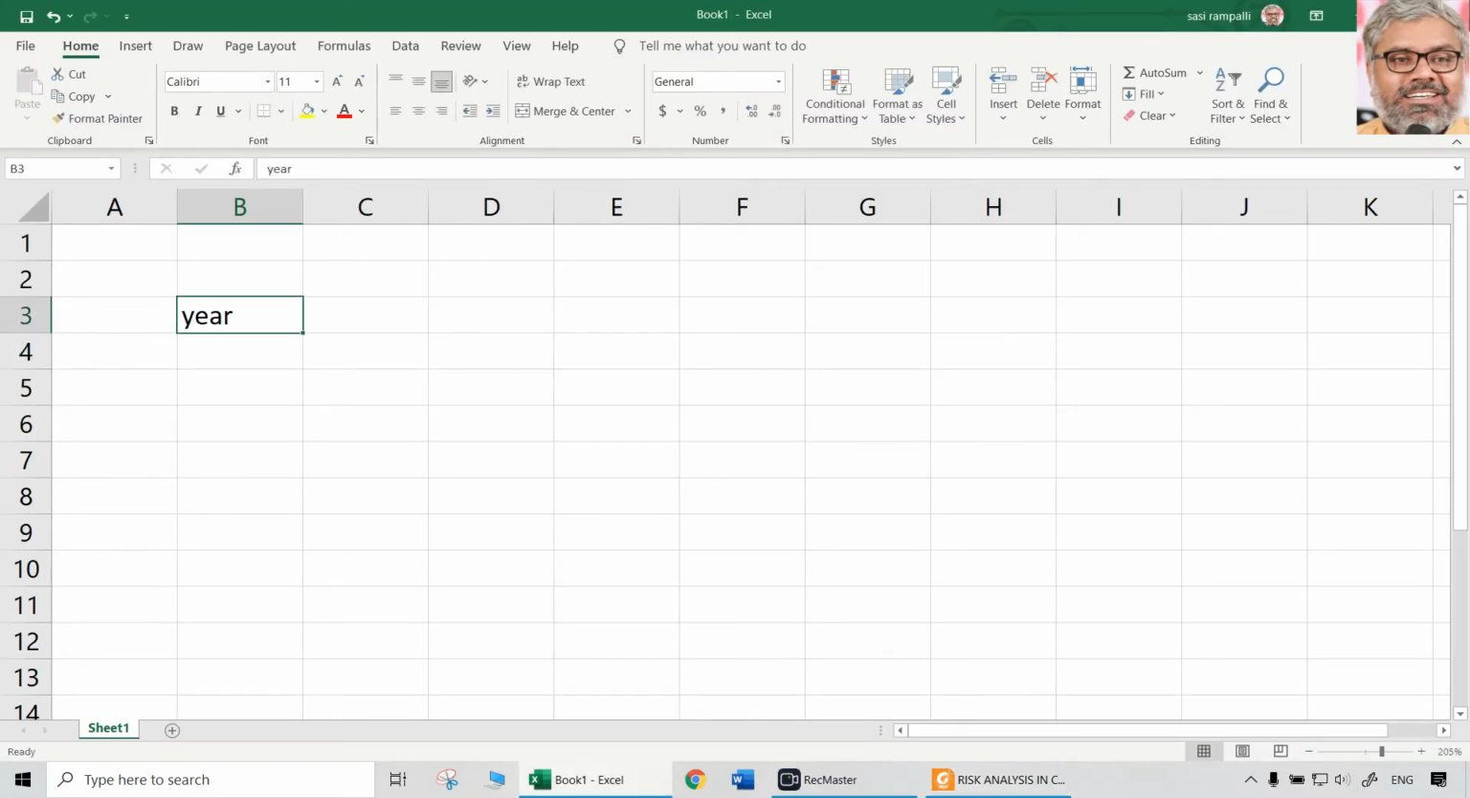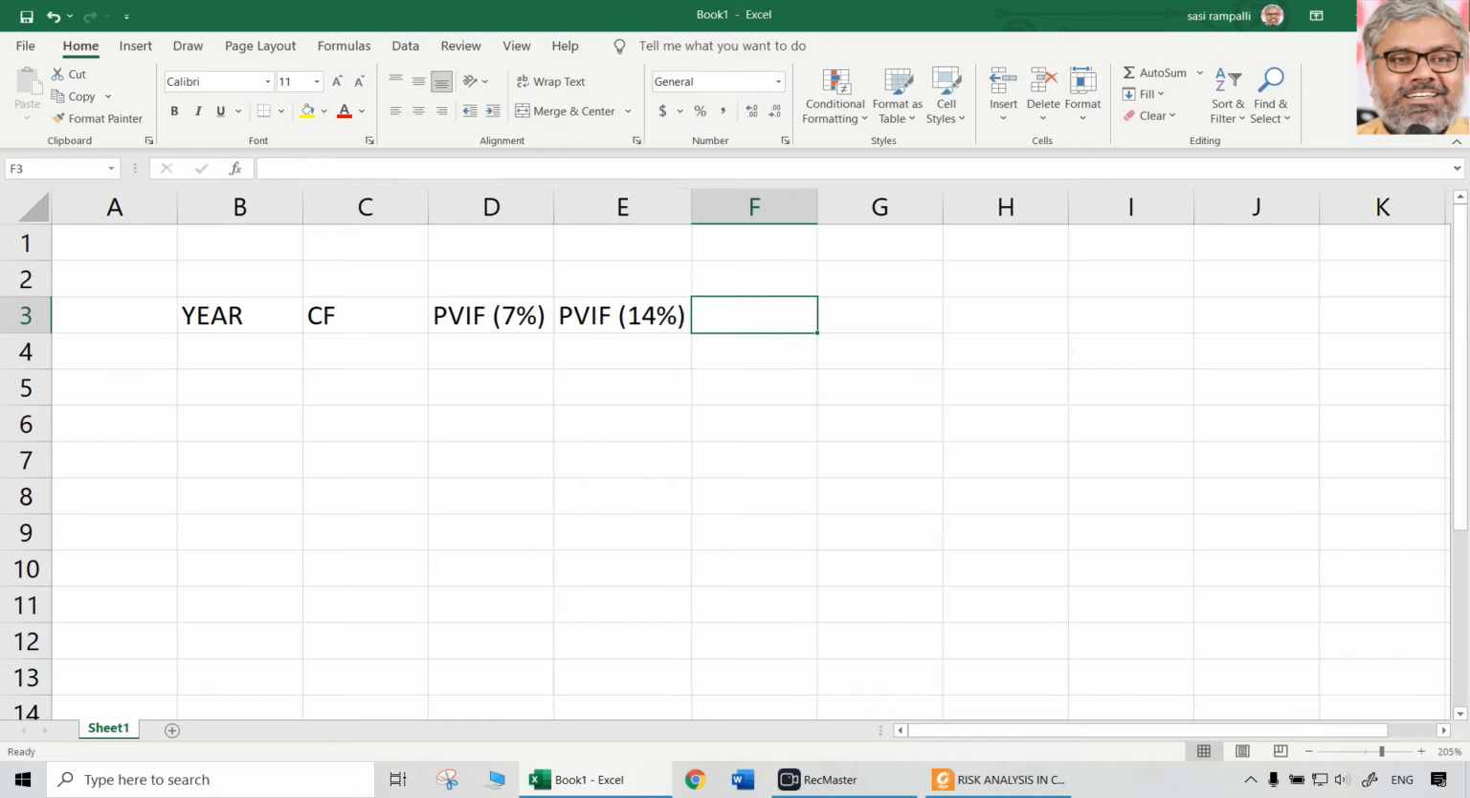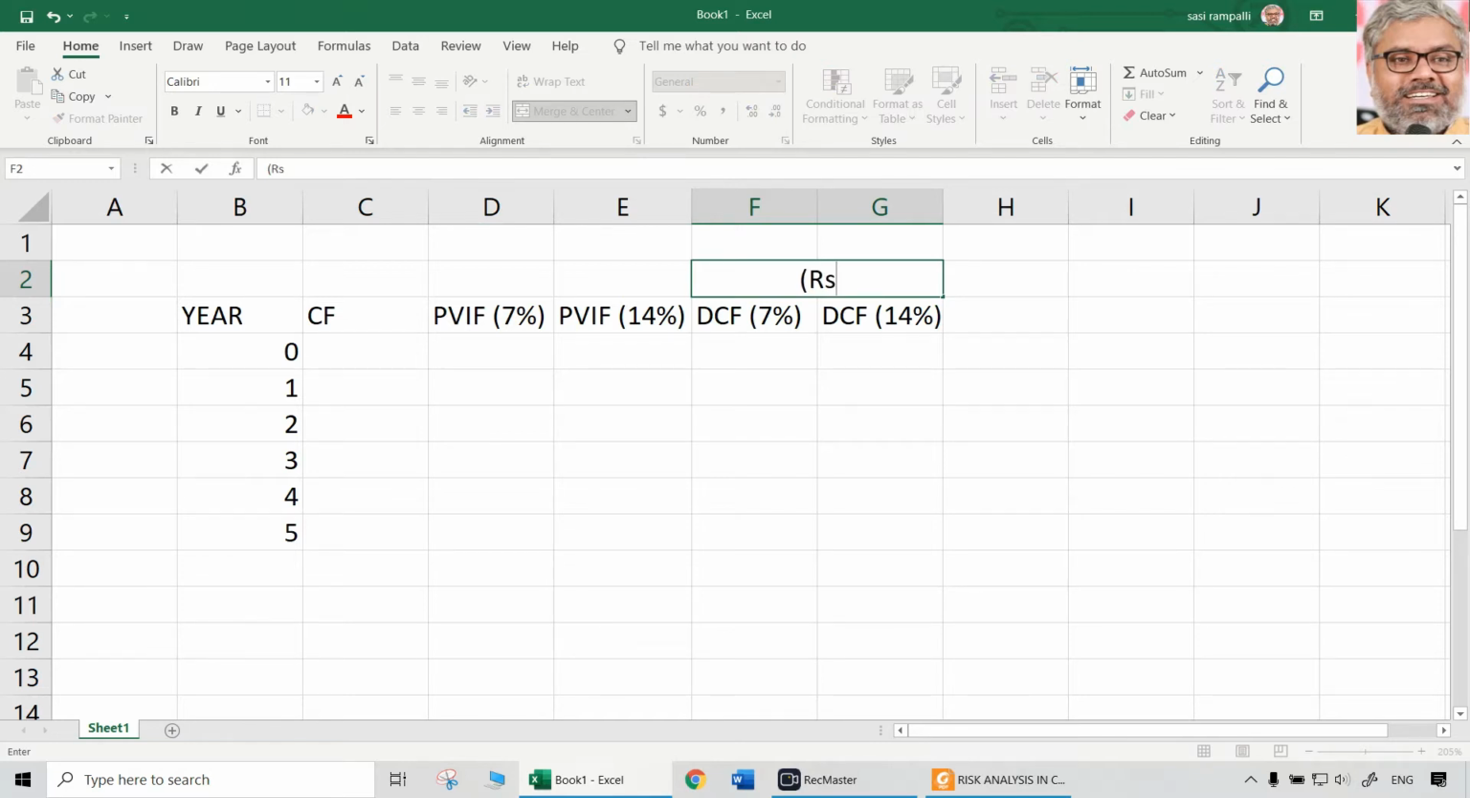Nothing special here. Here, cash flows, PVIF. Let us take two things, 7% and second one 14%. Then DCF, discounted cash flows at 7%, and discounted cash flows if the cash flows are discounted at 14%. We can do directly, there is no need of two tables for this. So here 0, 1, 2, 3, 4, 5, that's all. 5 years are there. Year 0, what is the investment? All rupees in lakhs.